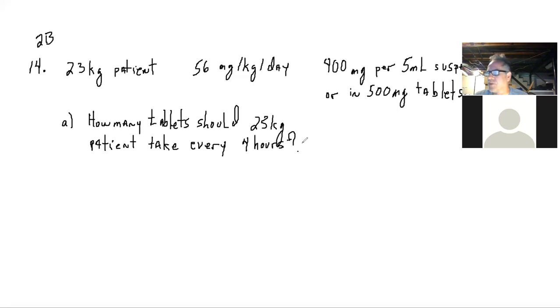And then the second question, which we'll deal with here in a second, but reading it, has a drop factor of 10 GTT per milliliter, delivers the drug intravenously to the patient over a 12-hour period. What flow rate should be used in units of GTT per hour? All right.